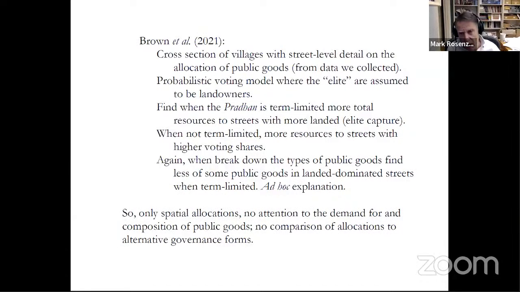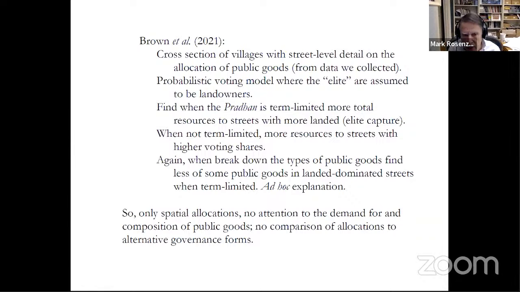And what they find is that when the Pradhan is term limited, he can't run again, okay? More resources go to streets with more landed households, okay? So they call that elite capture. When he's not term limited and is therefore going to run again, they find that more resources go to streets with higher voting shares, which is what you would expect under democracy. What they don't show, however, is which one of those is better, is more appropriate. It could be that when the Pradhan is term limited, he can do what he thinks is best for the villages. And when he's not term limited, he has to kowtow to different interest groups, which may or may not be good for growth.